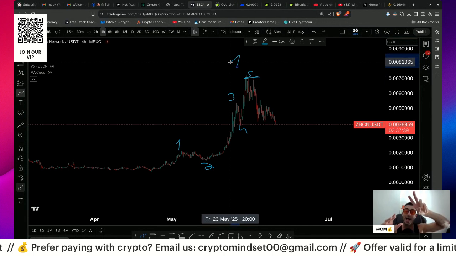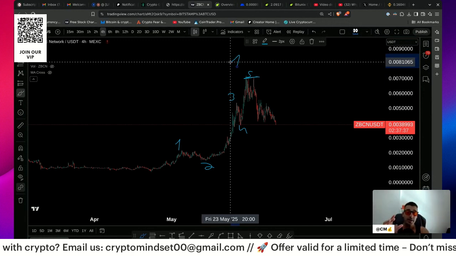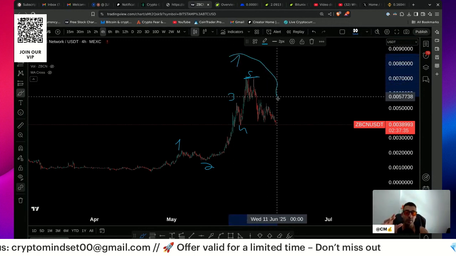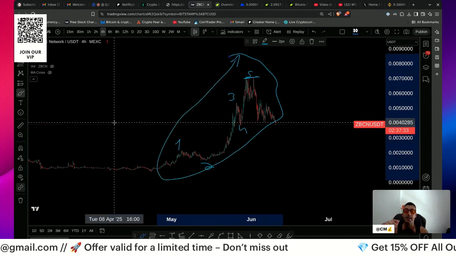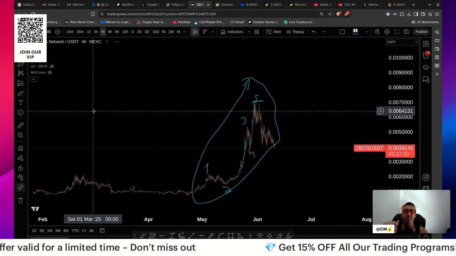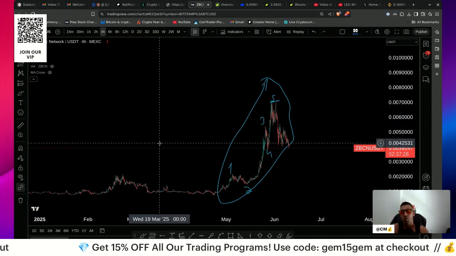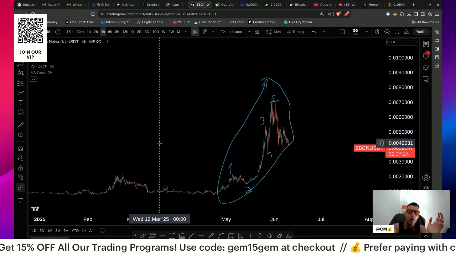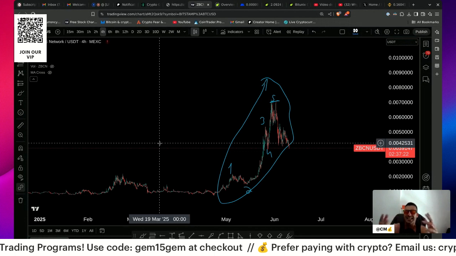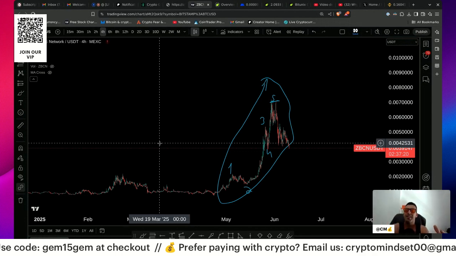5 waves up, 2 down, 3 up. So this is leg 1. All of this is leg 1, right now completed. Stay with me, this is important. If you're bullish on ZBCN, you've got to understand how markets move. You don't want to follow all these people on YouTube telling you nonsense on tech. It's not tradable. You want something tradable.